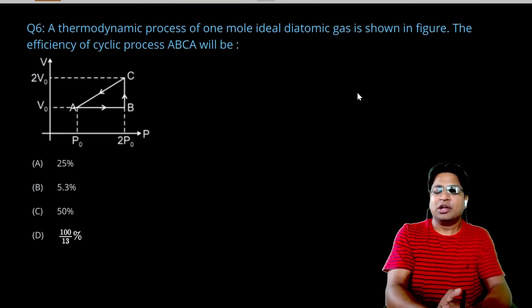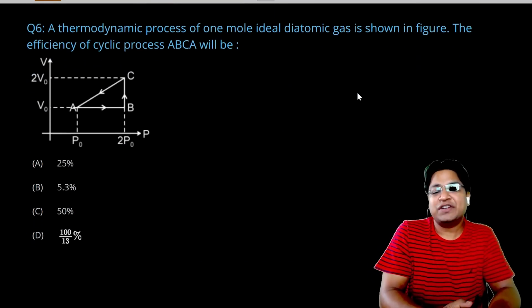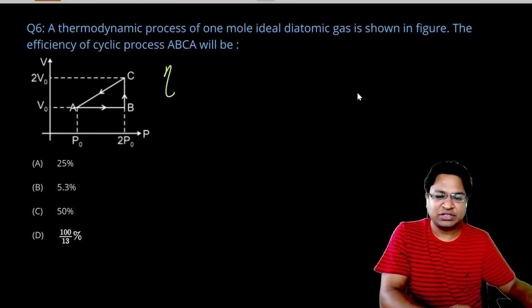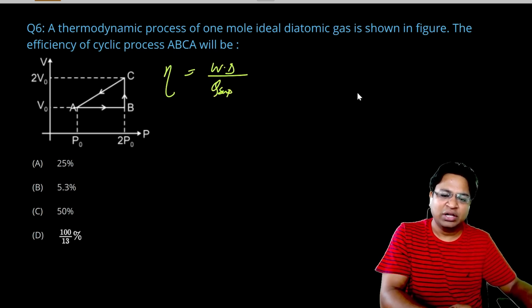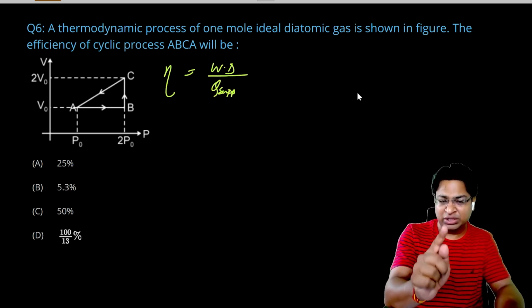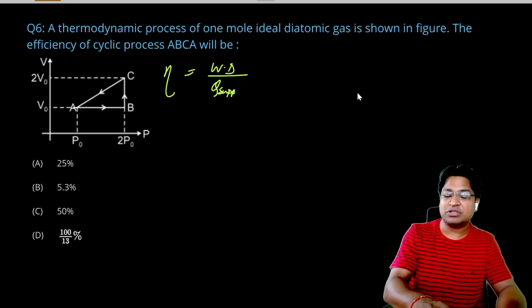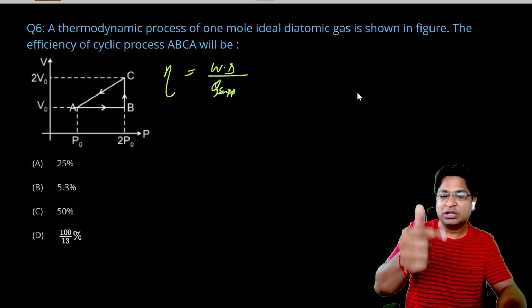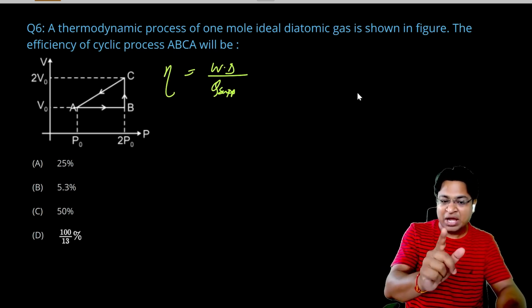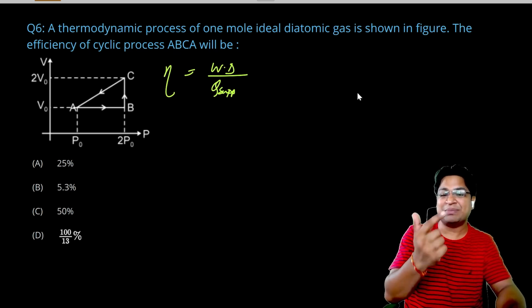Now we go to question number 6. Question number 6 asks us about the efficiency of a cyclic process. Now, guys, what is efficiency? Efficiency is work done divided by heat supplied. Now, keep in mind that the denominator here is only the heat supplied. It is not the net heat supplied, because the net heat supplied in a cyclic process will become equal to the work done by the gas. So the ratio will always turn out to be 1. So in the denominator, we have to substitute the heat supplied to the gas.